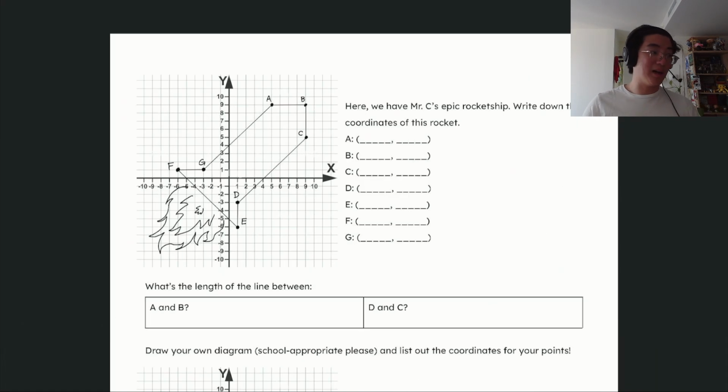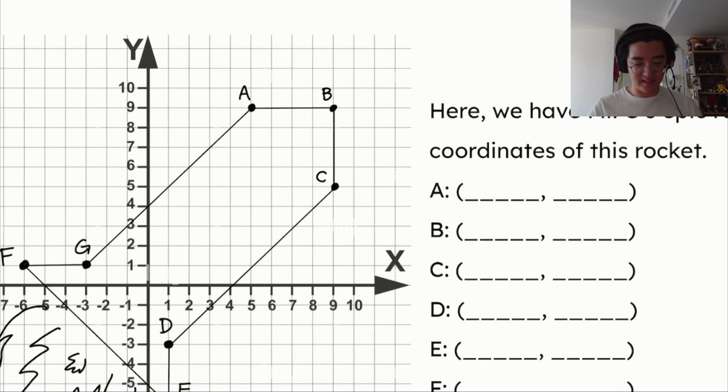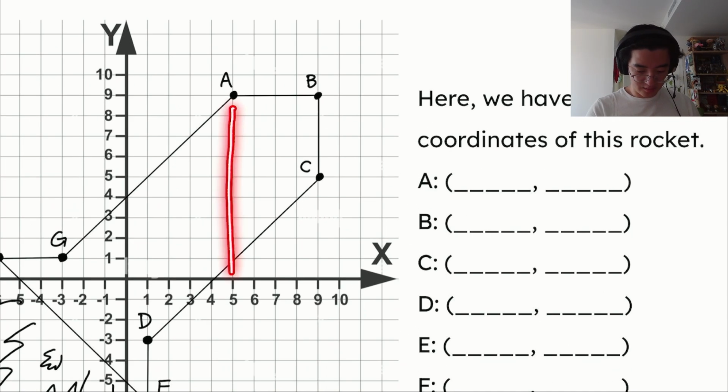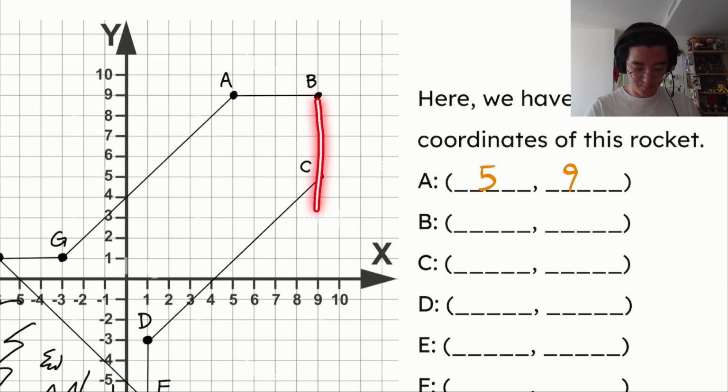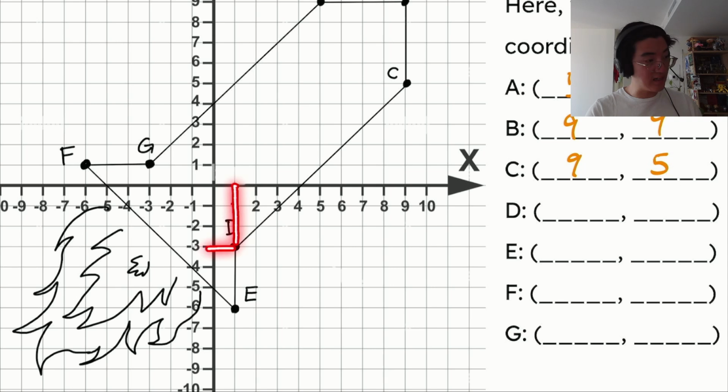Okay, and of course we can go backwards as well. All right, let's check out this epic rocket ship. Let's look at point A here. We look at the x, which is 5, and then the y, which is 9. So it's just 5, 9. B is 9 for the x, 9 for the y. C is 9 for the x, 5 for the y. D is 1 for the x, -3 for the y. E, 1 for x, -6 for y.